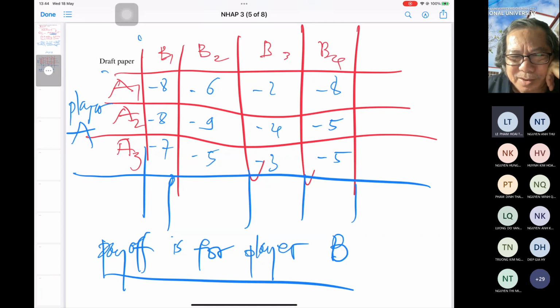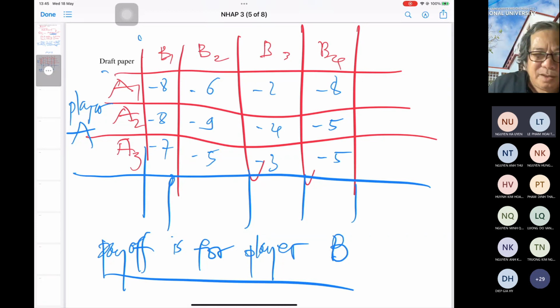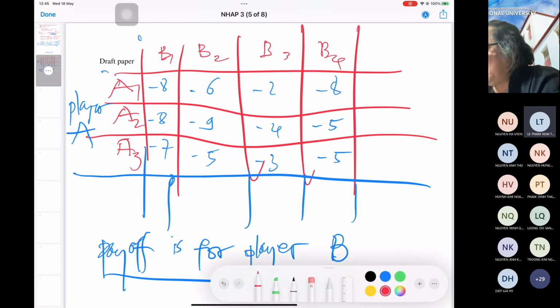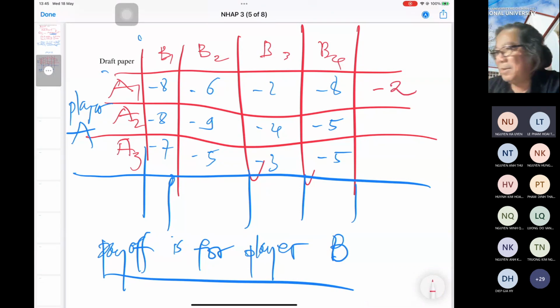The worst of A1 is what? So I think the worst of A1 is B3. A1 B3, so that means -2. You mean that the least that A can gain is 2 and B can lose 2.